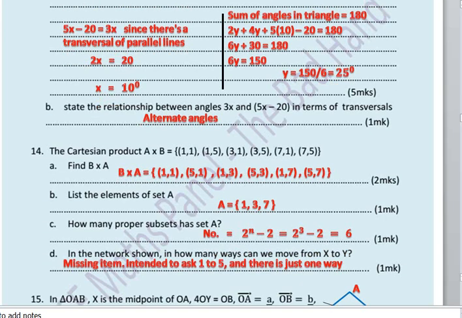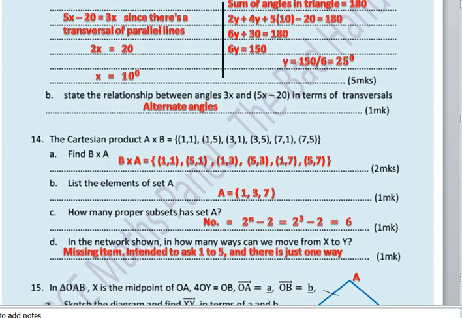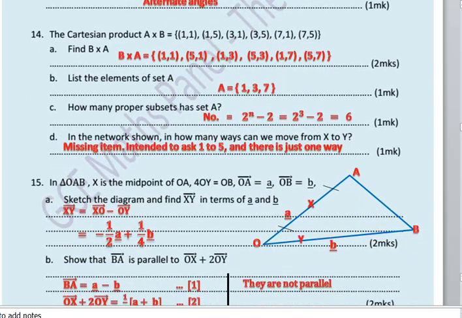In the network shown, in how many ways can we move from x to y? Well, the question intended to ask, in how many ways can we move from 1 to 5 if you represent that AB as a network, and there will be just one way. So the item is missing. That's not of our concern. We just leave it.